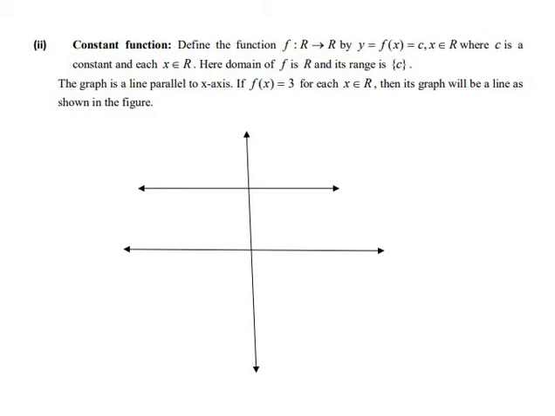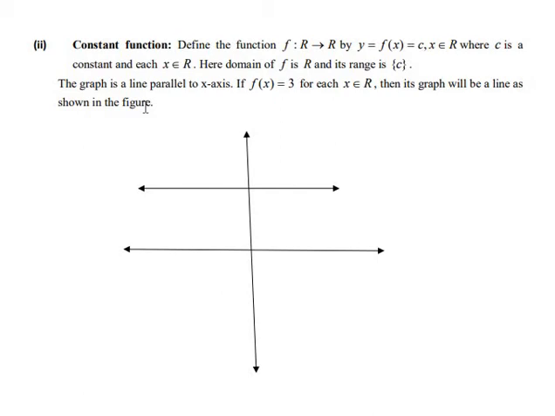Here the domain of f is R. That means you can take every real number, but for every real number you will always get its image as c. So that's why its range is {c}. The graph is a line which is parallel to the x-axis. If f of x is equal to 3 for each x belonging to R, then its graph will be a line as shown in the figure.